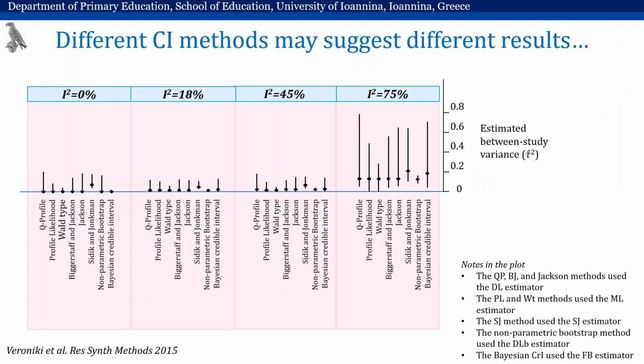Now, different methods to calculate a confidence interval may suggest different results. Here again, you can see the results of the different confidence interval methods for calculating the uncertainty for the between-study variance, using the same 4 examples that we used in a previous slide. Having a closer look at these 4 examples across all these methods, you may notice that most of the confidence interval methods differ in width, and some of them, in some cases, may even not overlap. So again, we need to choose which of these methods would probably be the best to use.